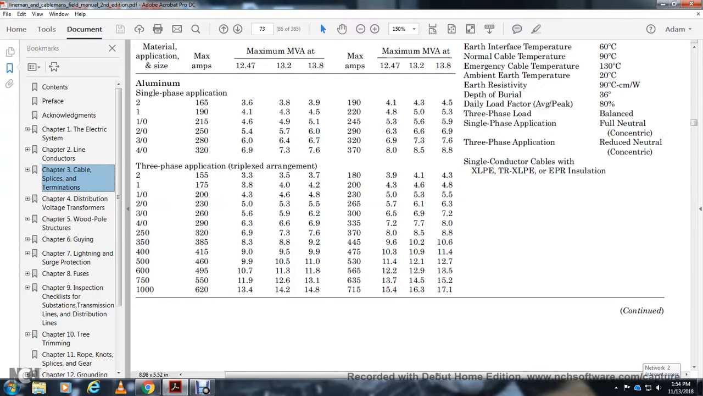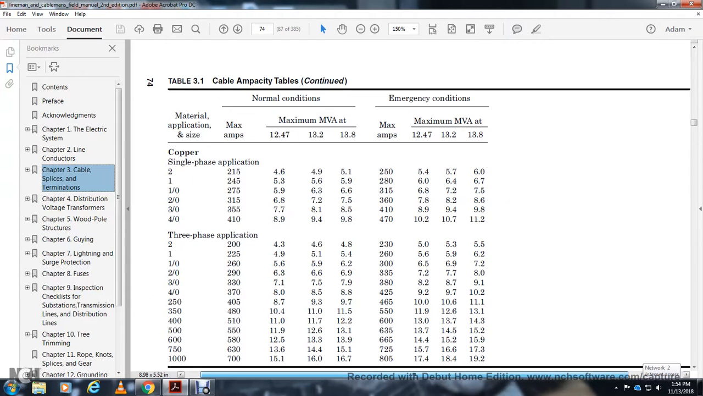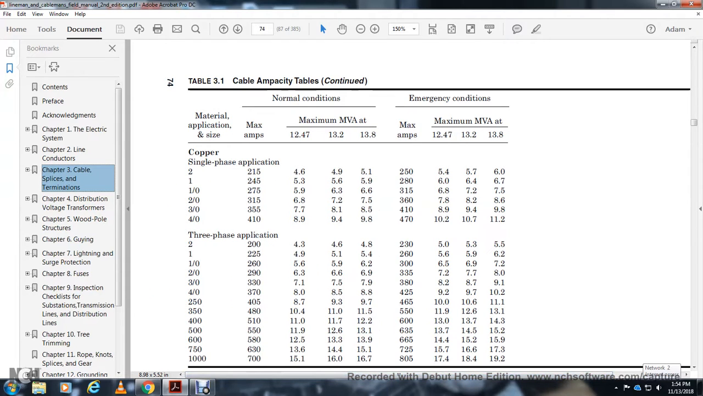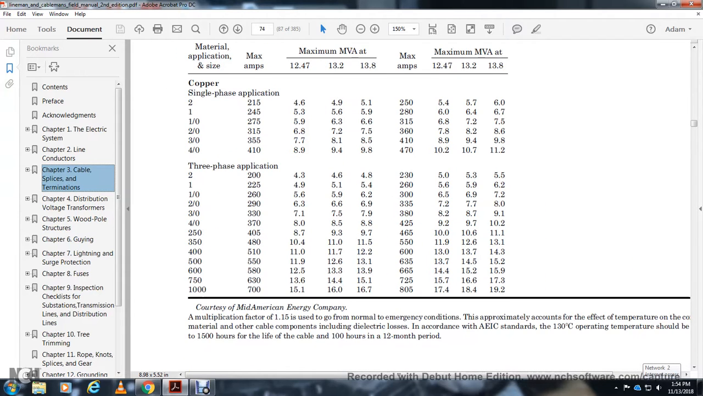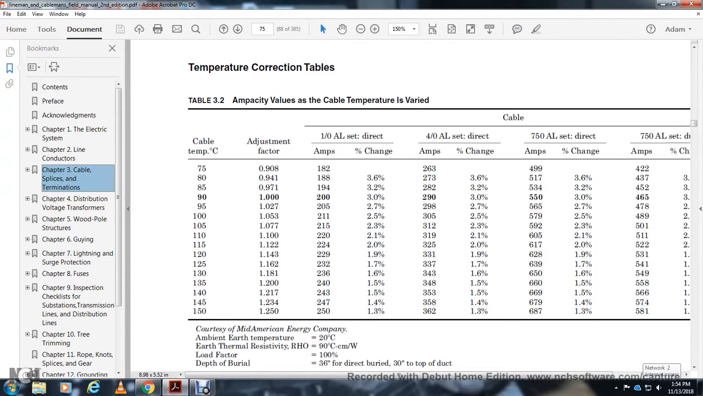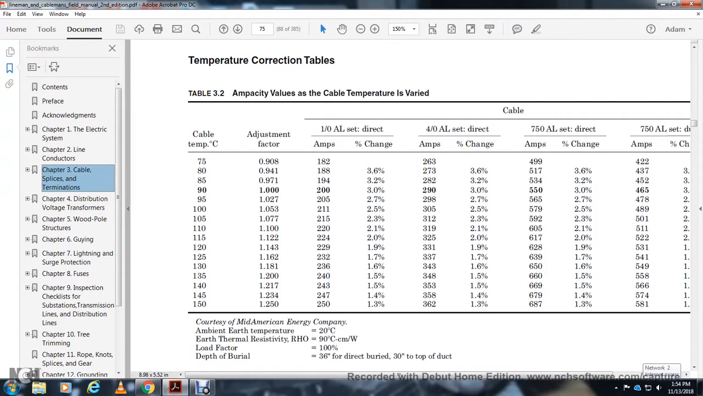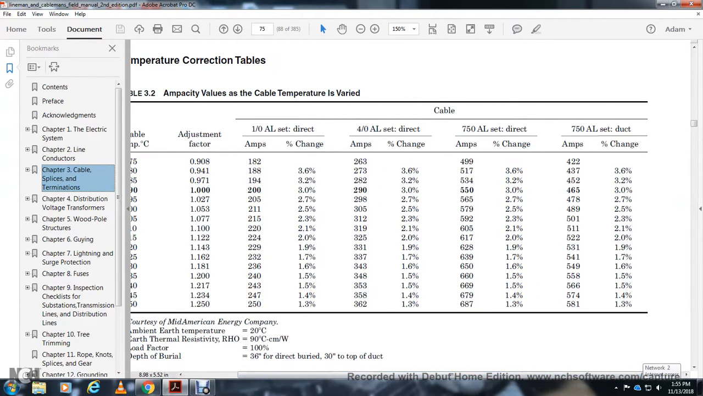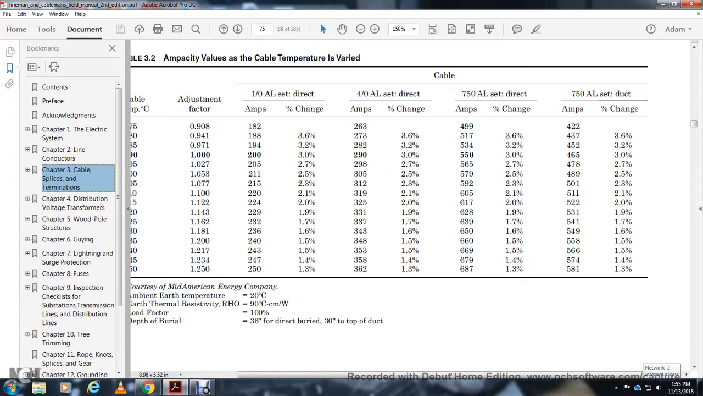EPR insulation. And then it continues, and it shows the copper single phase application, three-phase application, copper tables, ampacity values for when the cable temperature is varied. Cable temperature adjusting factor: aluminum direct burial, 4/0 aluminum direct burial, 750 aluminum direct burial, 750 aluminum duct. Those are all the amps and the changes in percentages.